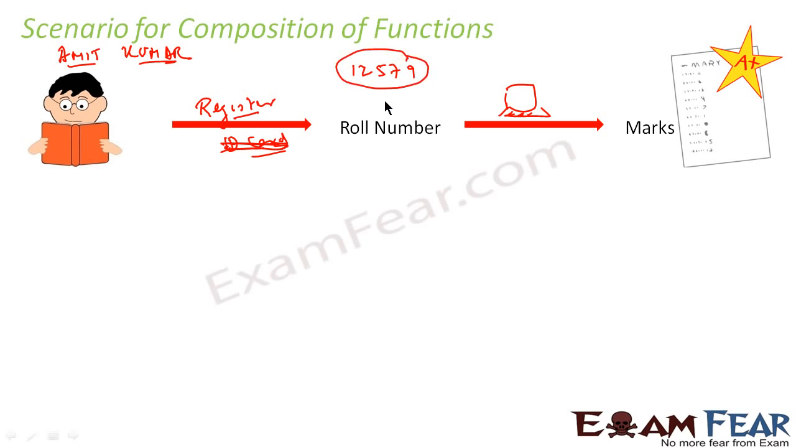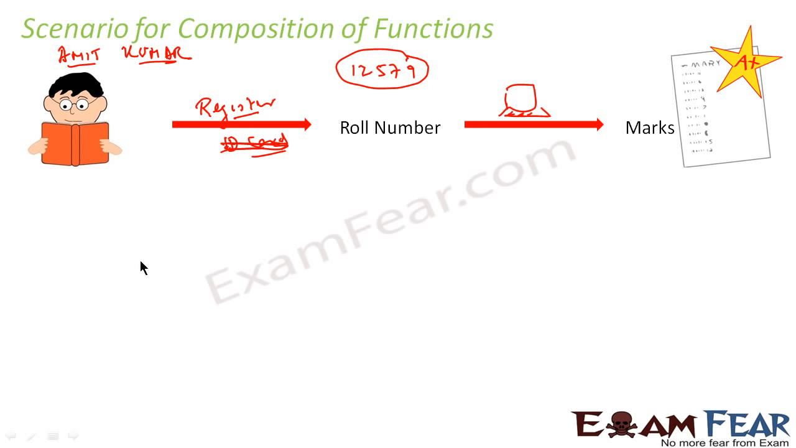Then you take this roll number and you enter it in the CBSE website or any other website which takes the roll number as input and gives the marks as output. And you get the marks. Generally the websites which give marks don't take the name of the student. They generally take the roll number. So to get the roll number, you have to first consult the register.